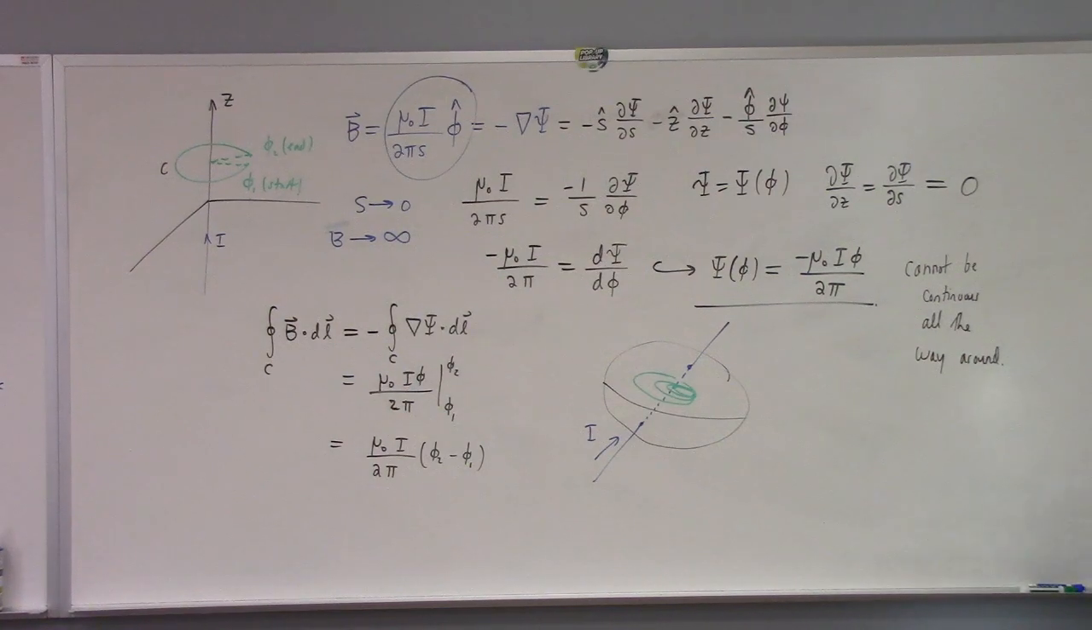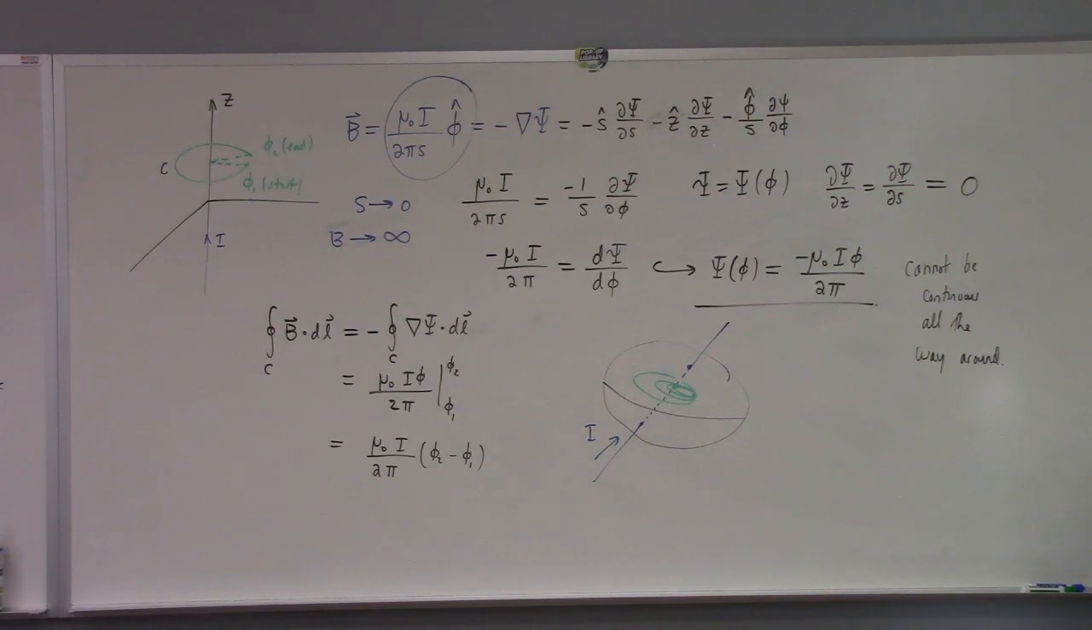So enter, given B, a magnetic field, we say A is a vector potential if B is given by the curl of A.